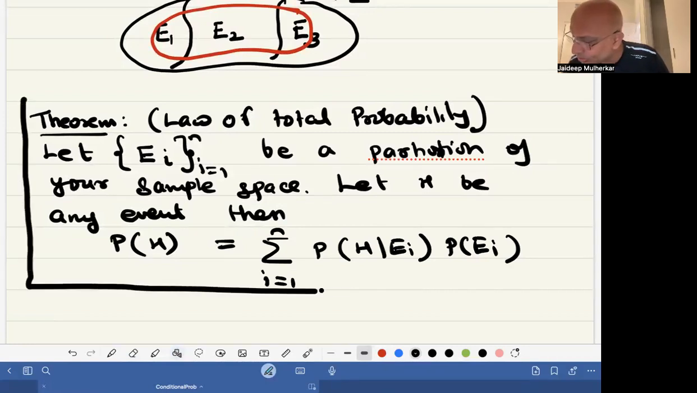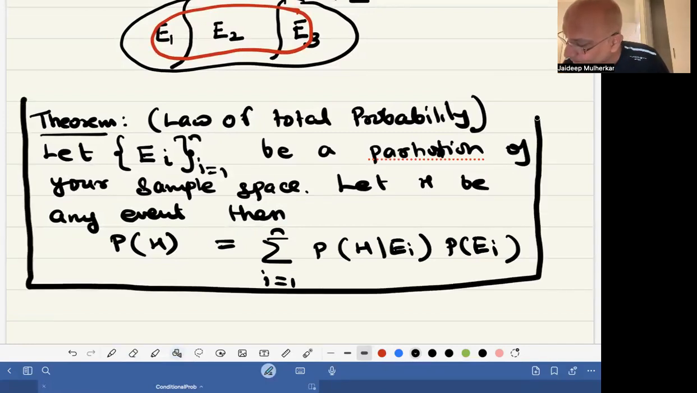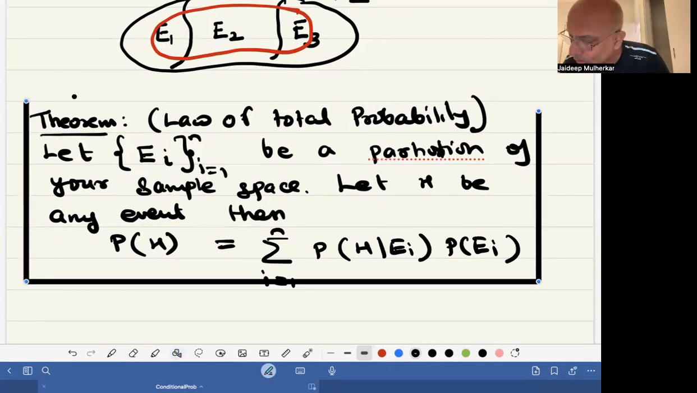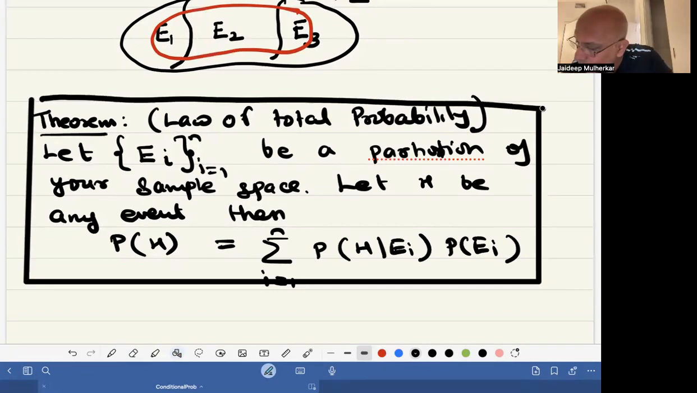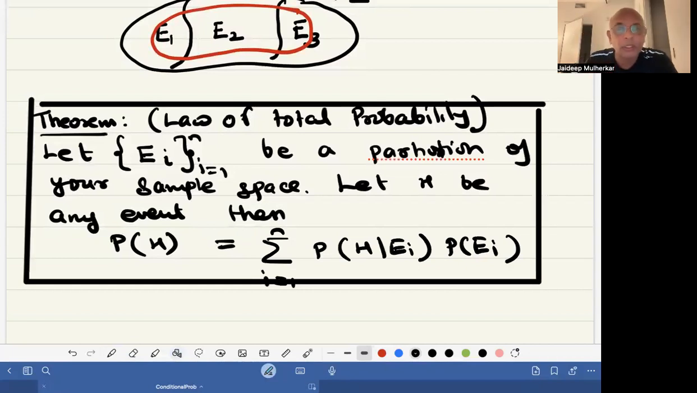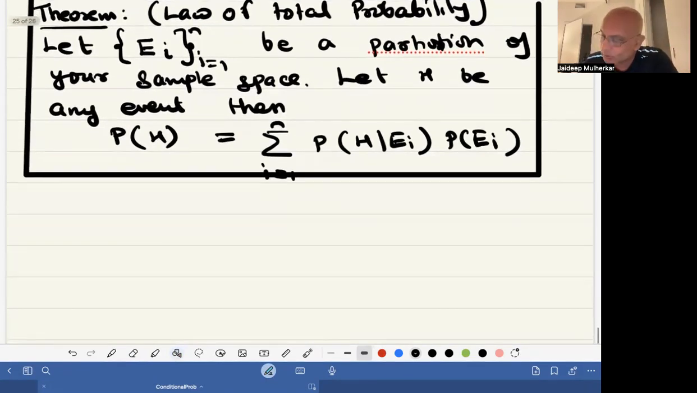Now, there are several situations in which you can use this particular theorem to actually compute certain probabilities that are usually harder to compute. Okay, so let's look at a particular situation where I can use conditioning to solve certain difficult to compute events. Okay, so this is a scenario.